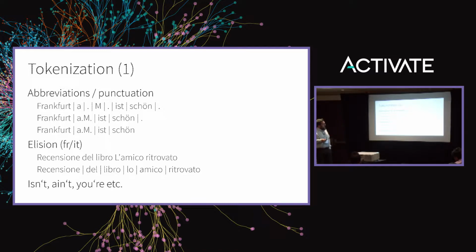There are special cases like the elision, so the removal of vowels. You have articles here that are contracted to the noun. You probably want to index something like this, so revert this. You have this in English too, where you don't want to index these normally.